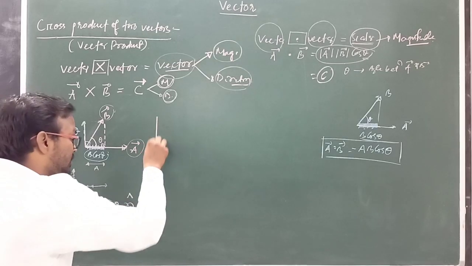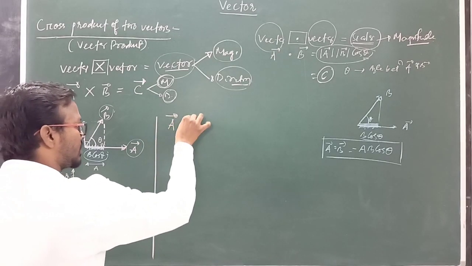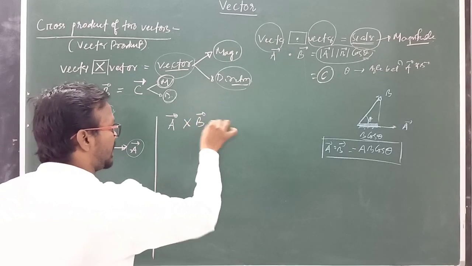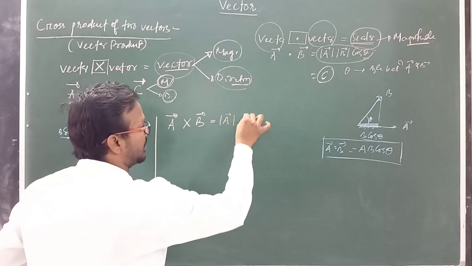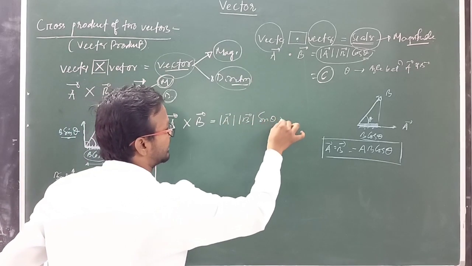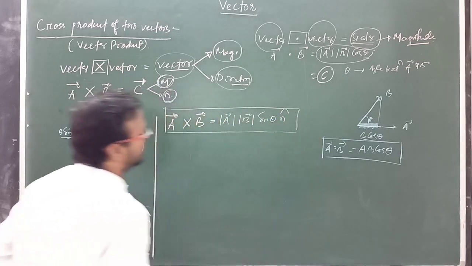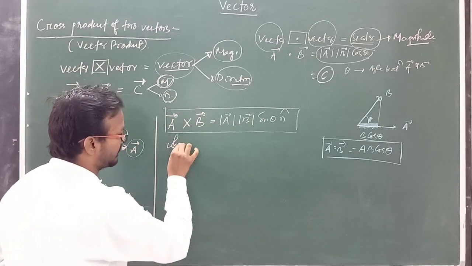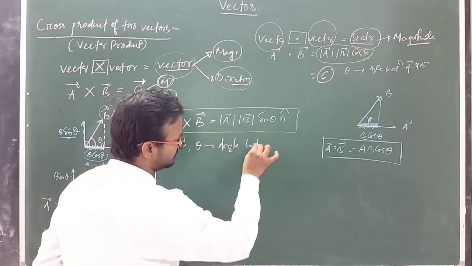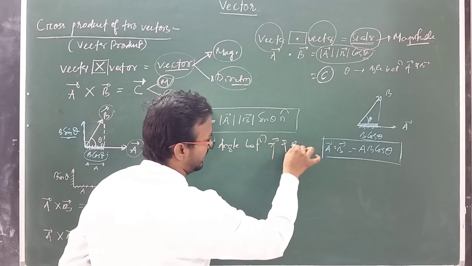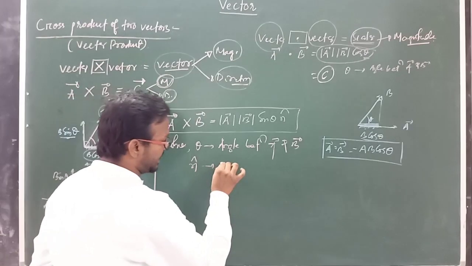So simply you have to remember that the cross product of two vectors means A vector cross B vector equals magnitude of A times magnitude of B times sin theta n cap. You have to remember this formula. This is important. And what is theta? Theta is the angle between A vector and B vector. And what is n cap? N cap is a unit vector.